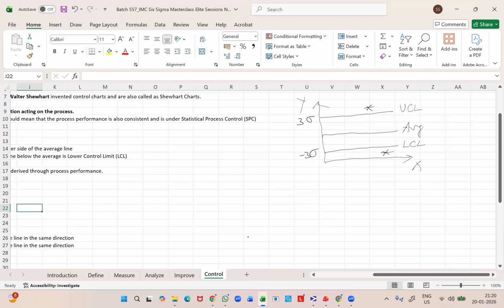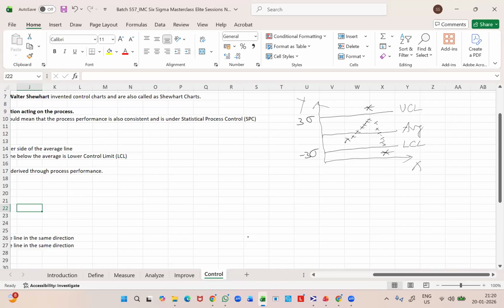And what is the second rule? If you have 6 consecutive data points showing an upward or downward trend, then also we need to infer that there is some presence of assignable cause variation acting on the process. And these data points could very well be within the control limits. But if you find 6 consecutive data points showing an upward or downward trend, then also we need to suspect presence of assignable or special cause variation acting on the process.